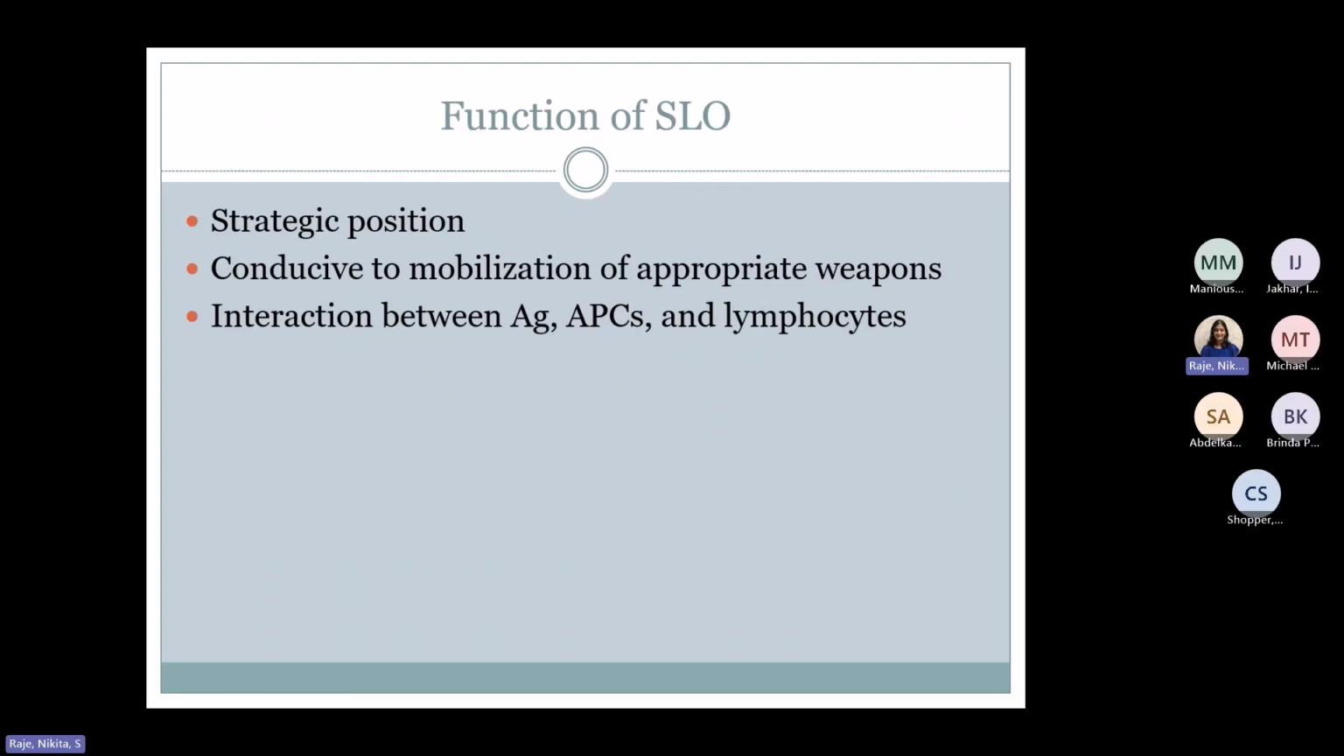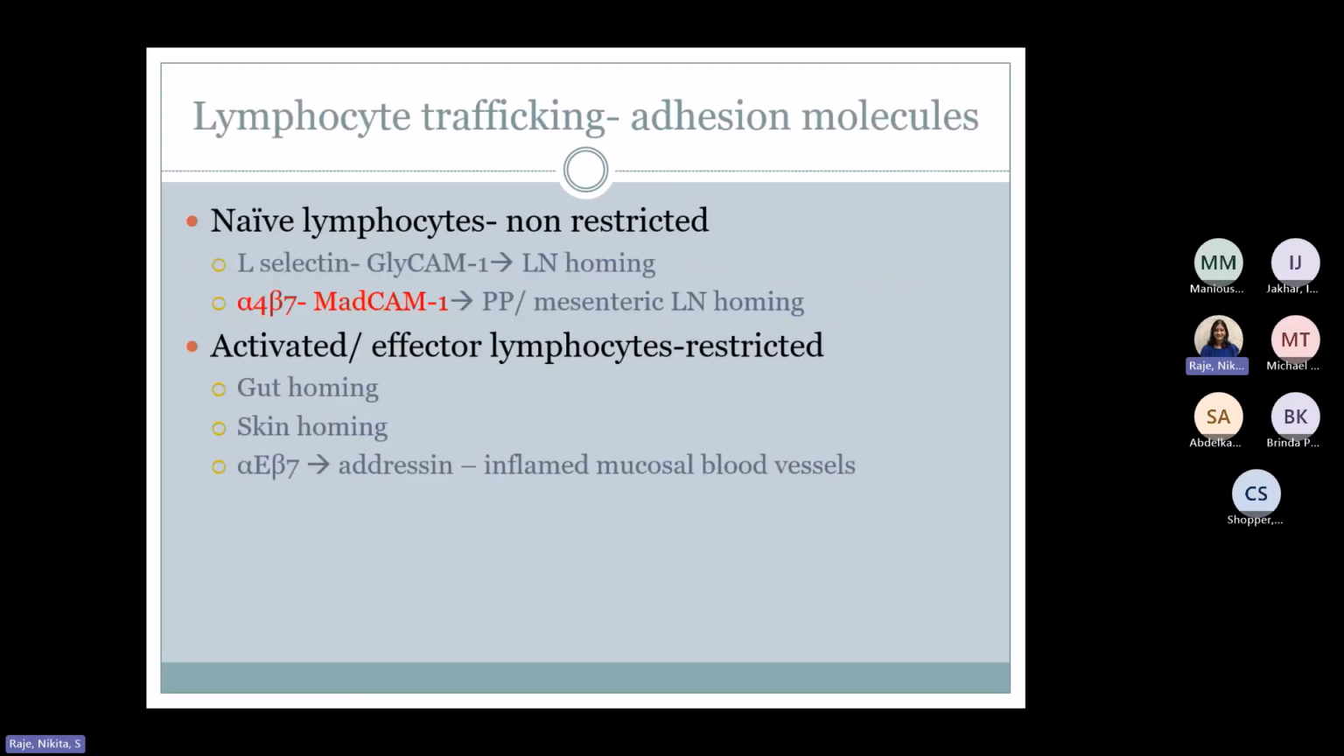Again, just to sum it up, the function of secondary lymphoid organs is that they are in a strategic position where they are conducive to the mobilization of the appropriate weapons and interaction between different cells. And different adhesion molecules help in deciding where the cells go, such as the interaction between naive lymphocytes, which is non-restricted, going from one lymph node to another. They use L-selectin and GlyCAM-1 interaction of chemokines, whereas for a particular place like the GI tract, there might be particular adhesion molecules like alpha-4 beta-7 interacting with MAdCAM-1. So that's an important fact to remember.